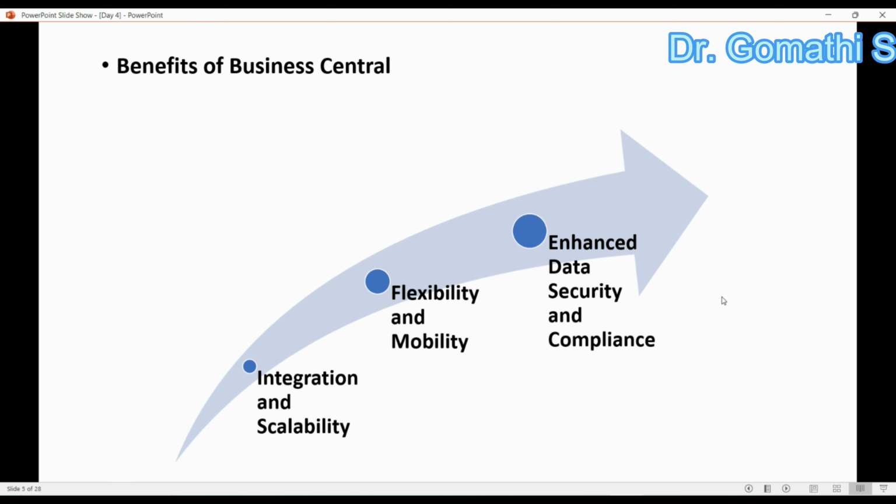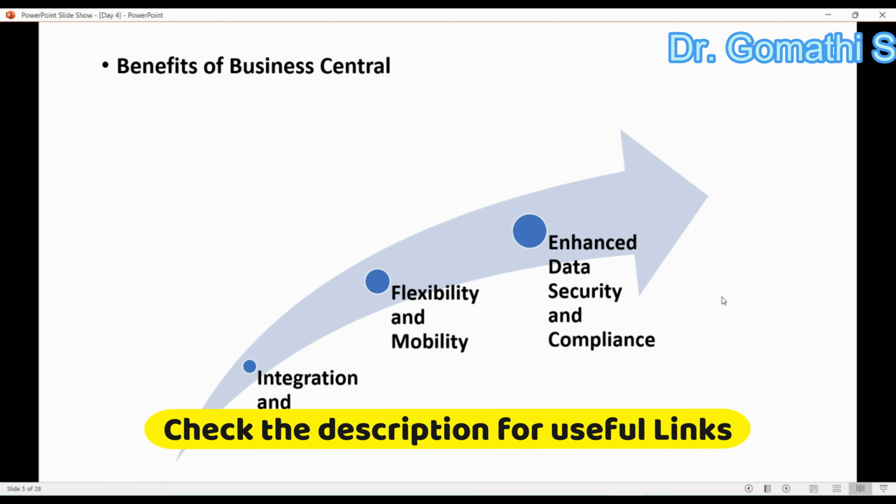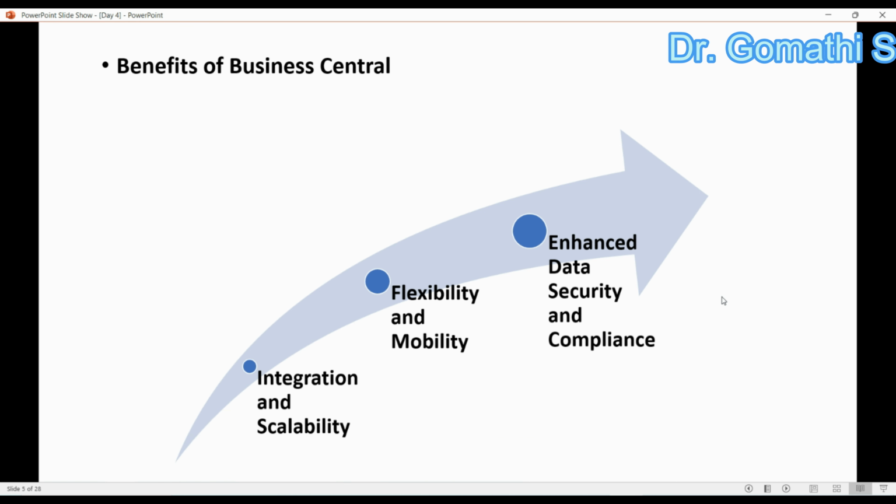So here you can see the benefits of Business Central, that is integration and scalability. Business Central seamlessly integrates with other Microsoft products like Office 365, enhancing productivity and collaboration. It is highly scalable, adapting to business growth and changing requirements, which is ideal for businesses planning to expand.